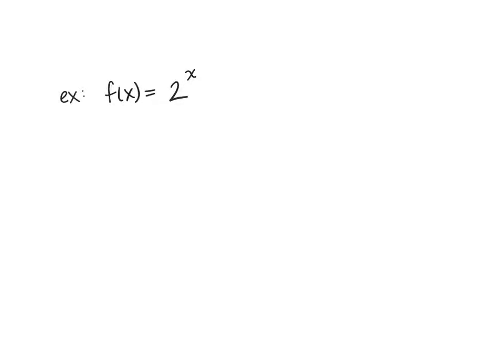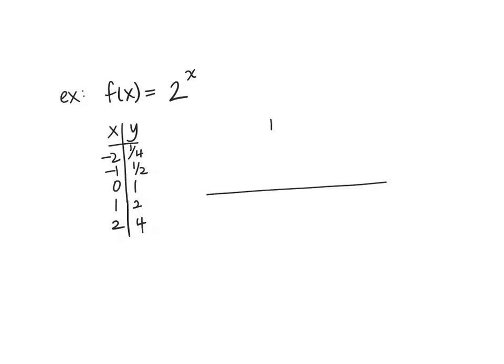If you have f of x equals 2 to the x, we have an exponential growth function here. Let's see if we can sketch this. Let's go ahead and make a table. If I plug in 0, I get out 1. If I plug in 1, I get out 2. If I plug in 2, 2 squared is 4. If I plug in -1, I get 1/2. If I plug in -2, I get 2 to the -2, which is 1 over 2 squared, which is 1/4.